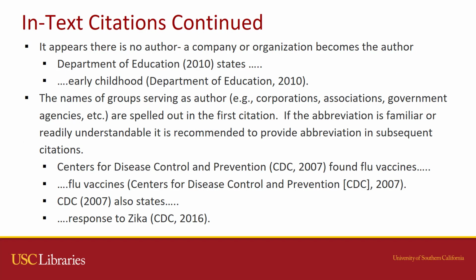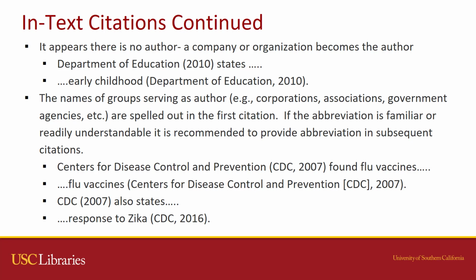Some sources might not have an author distinguished. There are various things you should check for to determine how to cite the source. The first possibility is that the publication could be attributed to a company or organization as the author. Now, sometimes when you have a group as author, you can also abbreviate a familiar or readily understandable acronym.